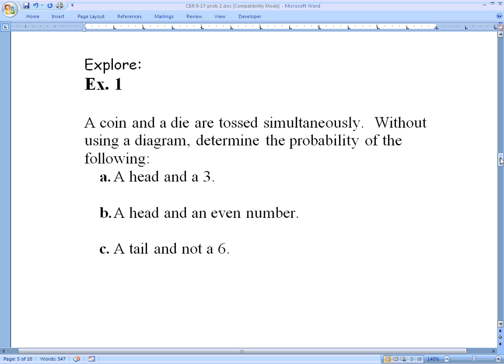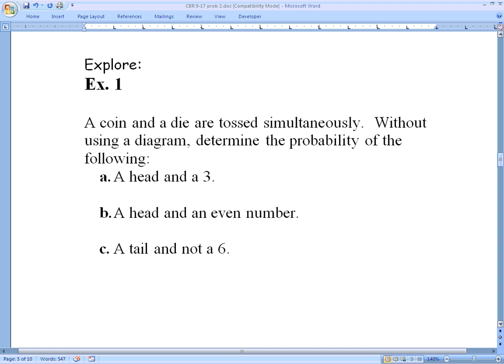A coin and a die are tossed simultaneously. Without using a diagram, which I know many of you will appreciate, determine the probability of the following: getting a head and a 3, a head and an even number, a tail and not a 6. So why don't you take a moment, pause the video, and see if you can work out these answers on your own.